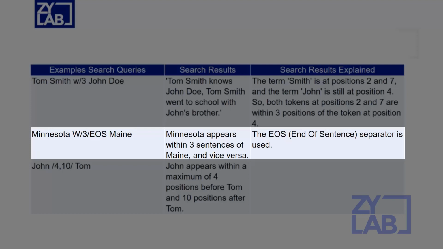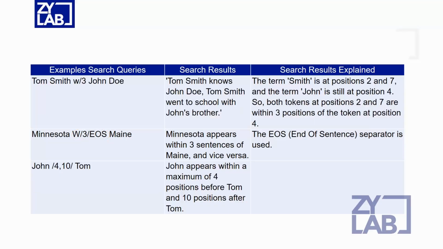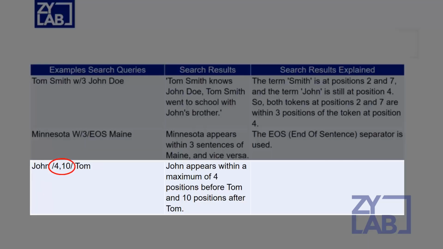In this example, the end of sentence separator is used. The word Minnesota must appear within 3 sentences of the word Maine. Note that the end of sentence separator may not be enabled on your system. Using the syntax John within 4 of 10 within Tom ensures that John must appear within a maximum of 4 positions before Tom and 10 positions after Tom.